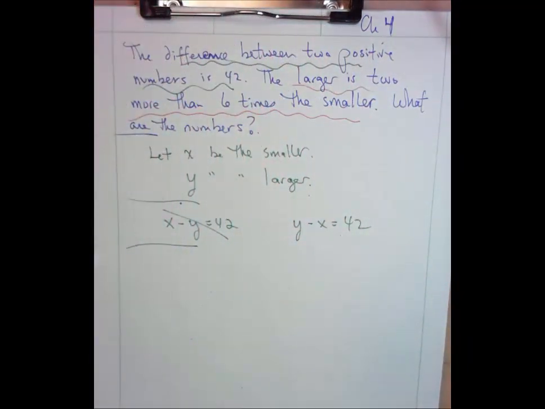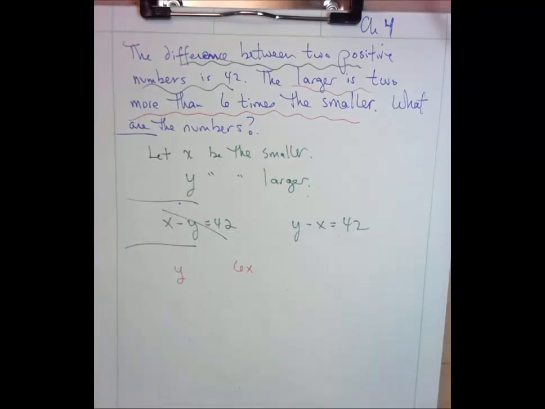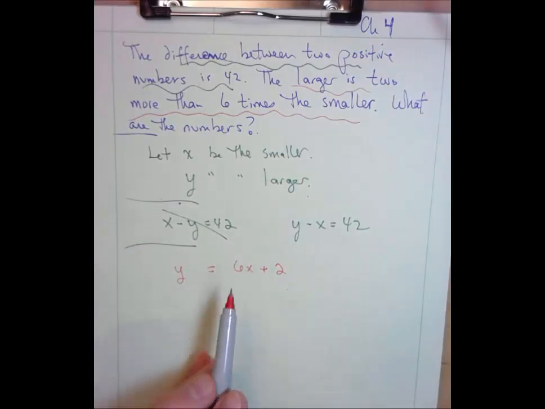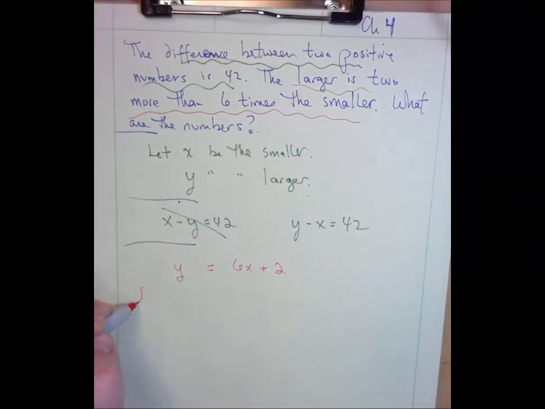All right, now, the second piece of information we have is that the larger number is 2 more than 6 times the smaller. So we've got a comparison between the larger number y and 6 times the smaller number, and the larger number needs to be 2 more than 6 times the smaller. So we need to take 6 times the smaller number and then go up by 2 more to get the larger number. And so we can collect our two equations as y minus x equals 42 and y equals 6x plus 2.